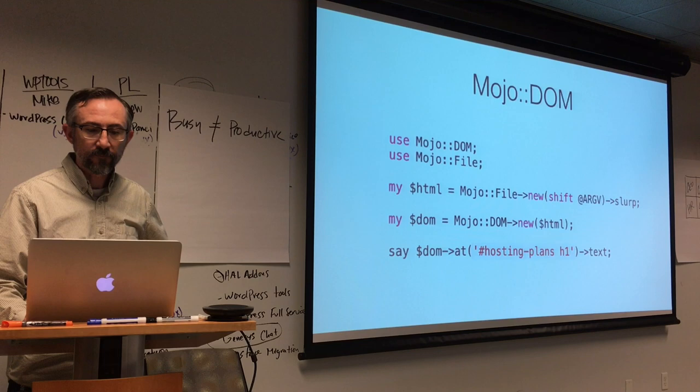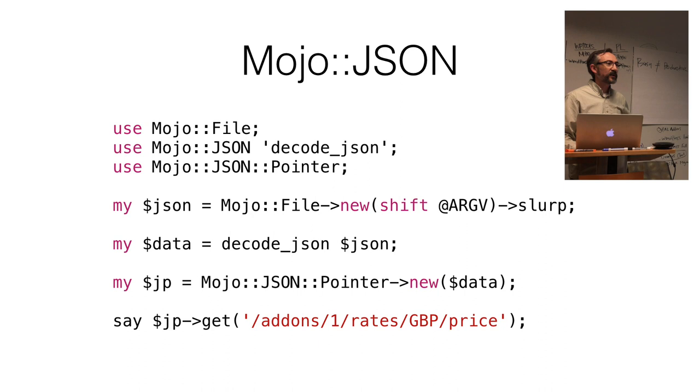Mojolicious has built into it a JSON parser. It is the fastest pure Perl JSON parser on the market. It's not even close. No pure Perl parser will be close to any C-based parser. C-based parsers are at least 20 times faster. But for pure Perl, lightweight, small JSON documents, this is the way to go.